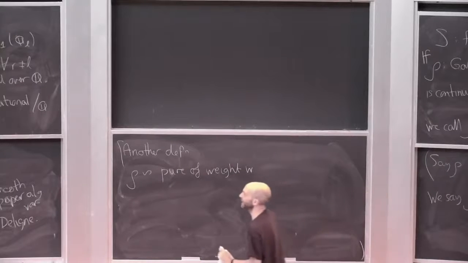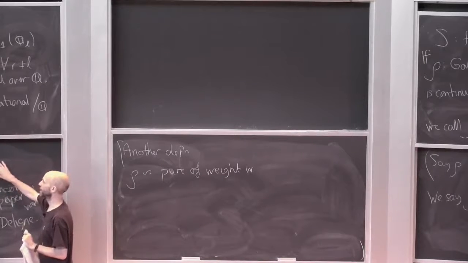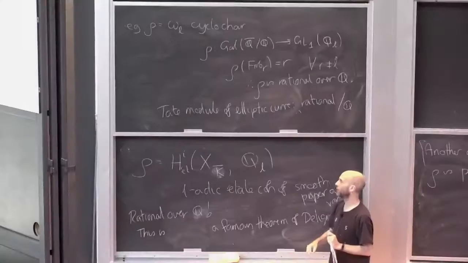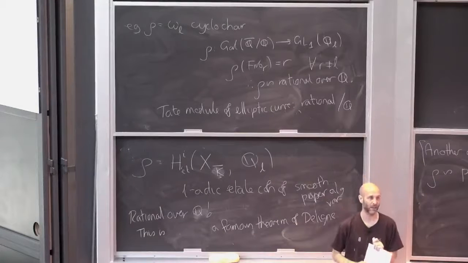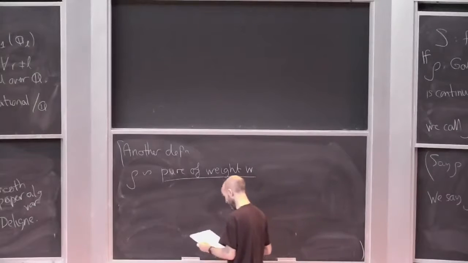In fact, the only L-adic Galois representations we know are either étale cohomology of an algebraic variety, possibly with some fancy coefficient sheaves, or somehow continuous deformations of such a thing. I think those are the only examples of L-adic Galois representations that exist. So another definition: rho is pure of weight W. This is just kind of a cool thing. Well, I'll tell you what it is.